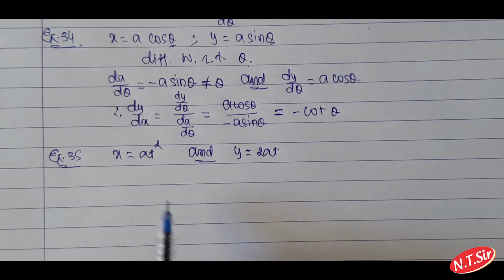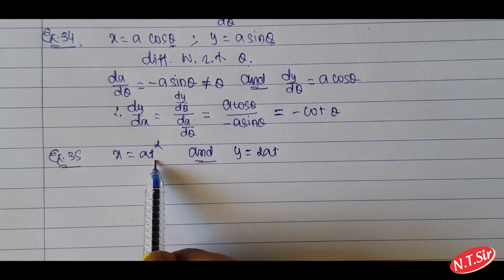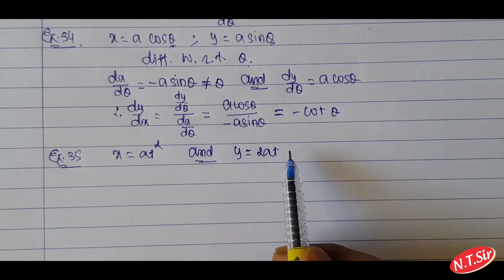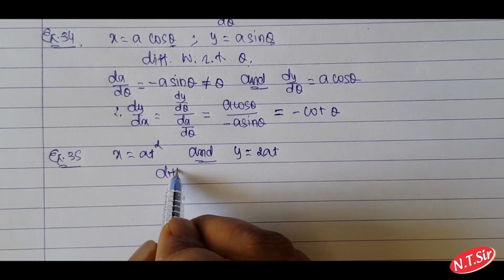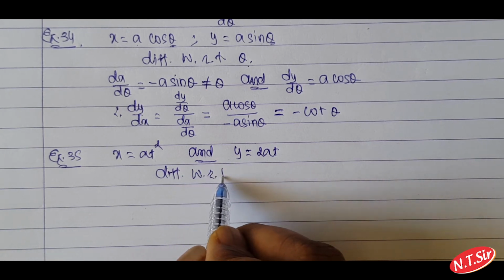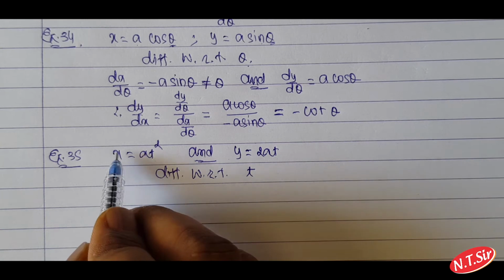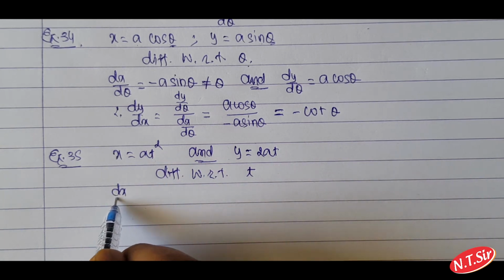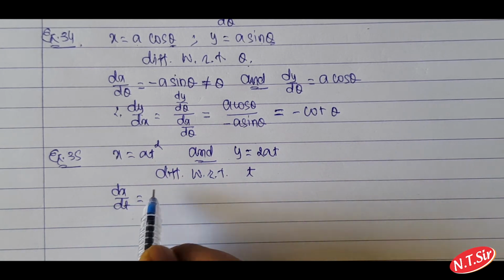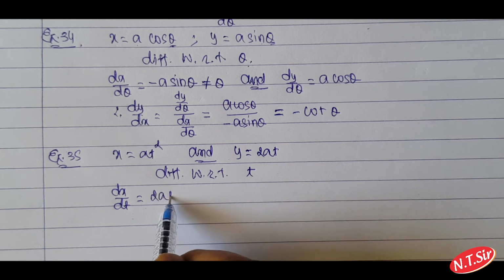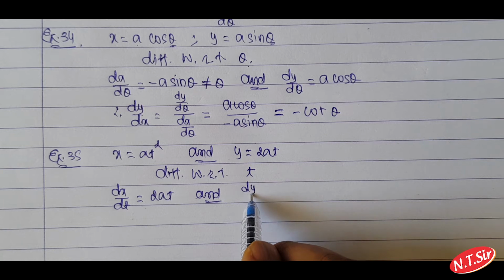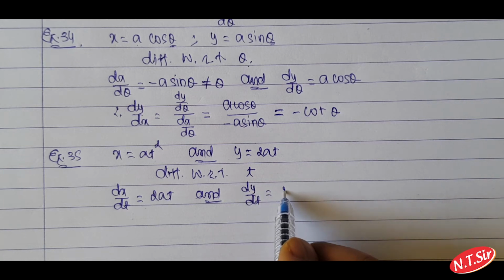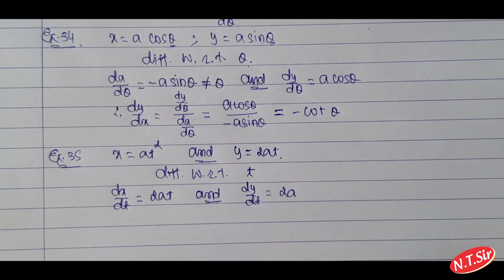Now here x is a function of t and y is a function of t, so differentiating with respect to t, so answer of this dx by dt is 2at and dy by dt is 2a. Yes, derivative of t is 1.